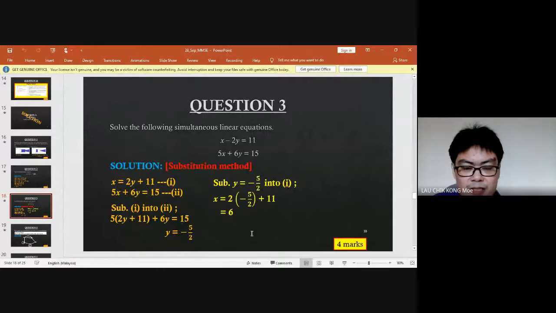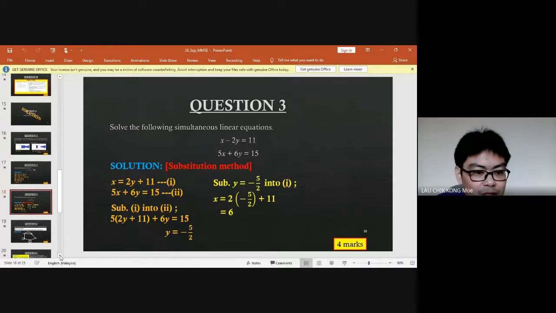And then question number 3, simultaneous linear equations. Here I show the solution using the substitution method. First of all I get x equals 2y plus 11. This is the first equation, and 5x plus 6y equals 15 is the second equation. Then I substitute equation 1 into equation 2, and I will get y equals -5 over 2, or -2.5. Then I substitute y equals -5 over 2 into equation 1 to get the value of x equals 6. So this is 4 marks here.